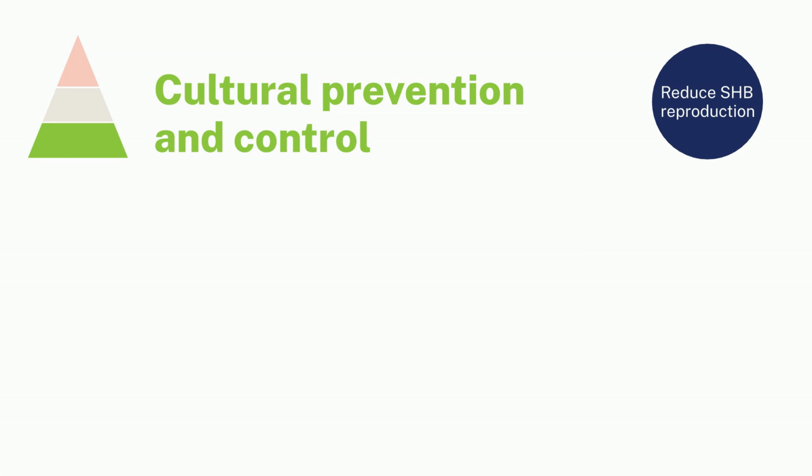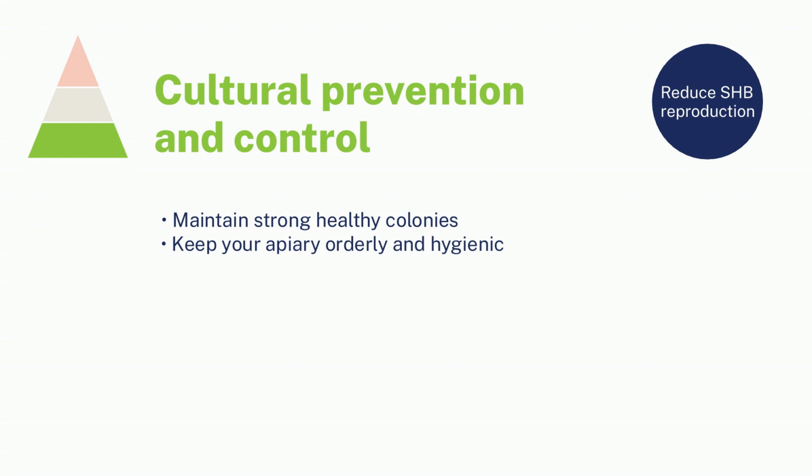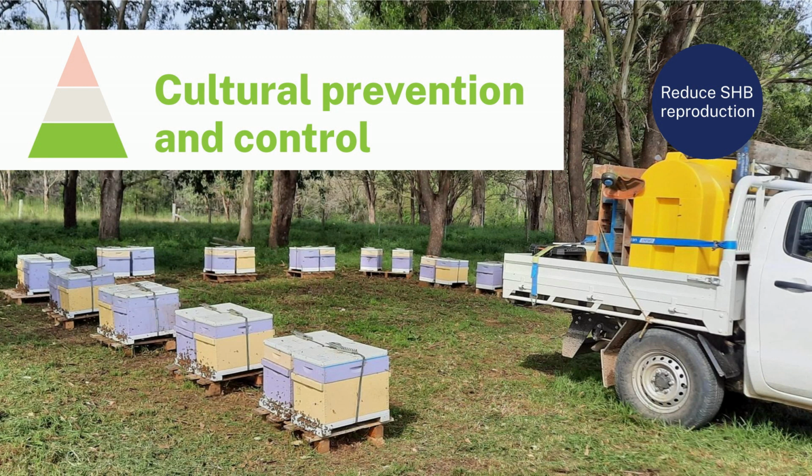There are many cultural means to control small hive beetle, including maintaining strong, healthy colonies with a good bee population to comb ratio, keeping your apiary orderly and hygienic. Dead colonies, frames, and beeswax scraps should be removed and stored appropriately, for example in cold storage, or in a container which has been fumigated by a chemical licence holder. The apiary ground should be kept free of thick grass and leaf litter, which makes the ground more suitable for small hive beetle to complete its life cycle in.